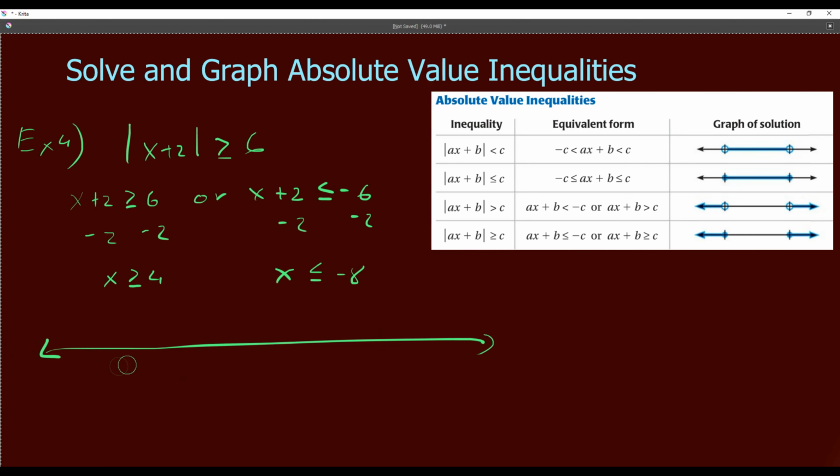So I make my number line. Here is negative 8. Here is 4. There are equal signs, so you color it in solid. Solid. And because it's or, they point out, right? So it's larger than 4, you point to the right. Less than negative 8, so you point to the left. Okay, so one more time, if it's less than, they point in together. If it's greater, they point out. It's or. Okay.